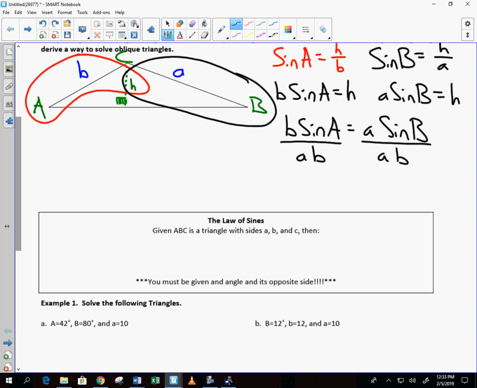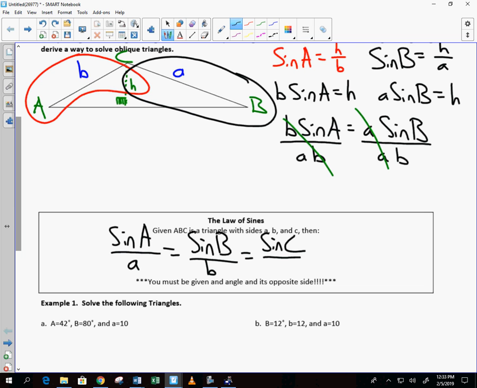If I divide both sides by AB, what happens? B's cancel, A's cancel. Sine of angle A over side A is equal to the sine of angle B over side B. And it turns out that that's equal to the sine of angle C over side C. What did we just do? We did a very shortened proof of the law of sines.